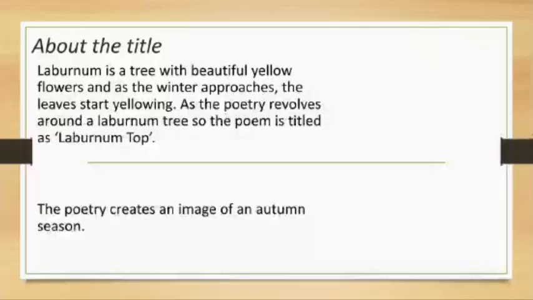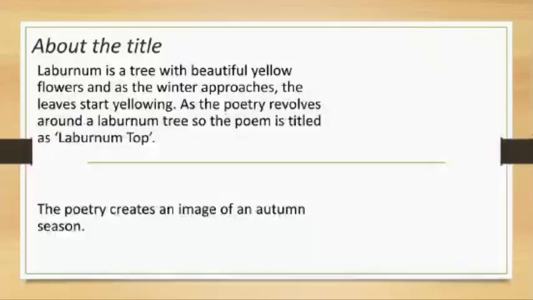Let us discuss the title. So the title of the poem is Laburnum Top. Laburnum is a tree with beautiful yellow flowers, and as the winter approaches, the leaves start yellowing. As the poetry revolves around the laburnum tree, the poem is titled Laburnum Top. From the starting till the end, you will find that the entire plot of the poetry is revolving around that laburnum tree, and so it is rightly titled Laburnum Top.